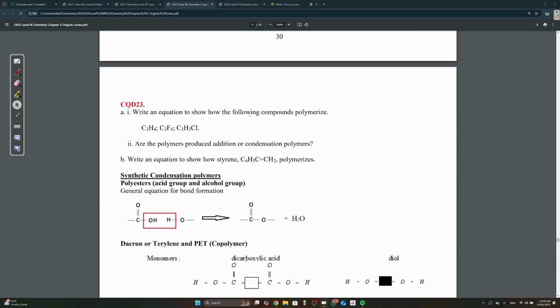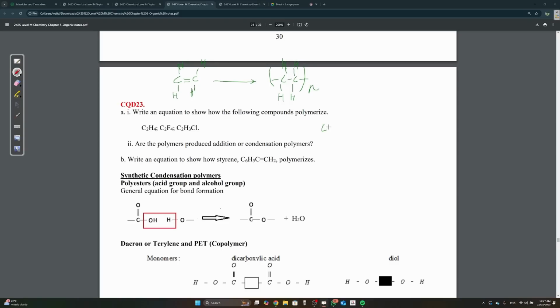Write an equation to show how the following compounds polymerize. Okay, let's start with C2H4. Okay, let's draw it. C2H4, H, H, H, H. It polymerizes, right? What's it going to look like? Break the double bond. What do you add when you break the double bond? It needs now 2 hydrogens. So you just put a 2 here like this, 2 dashes. Okay, and you put N.